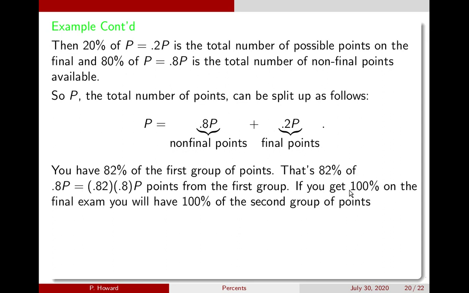And if you get 100% on the final exam, you will have 100% of the second group of points. That's the total number of points available on the final. So that would be 1 times 0.2P, or 0.2P points on the final.